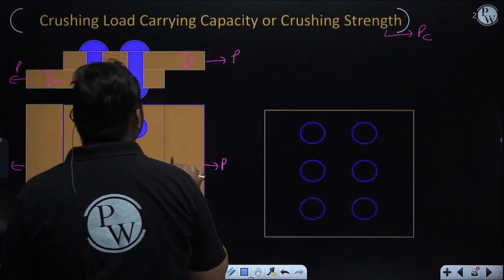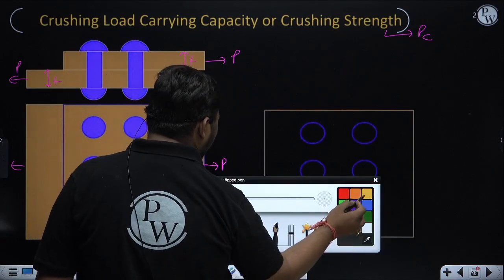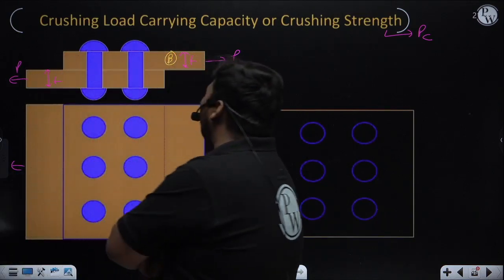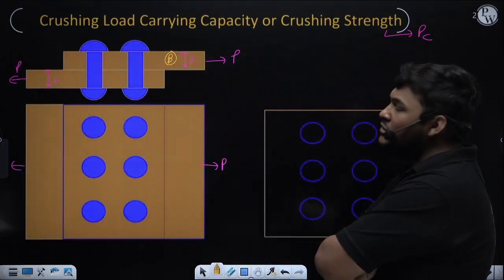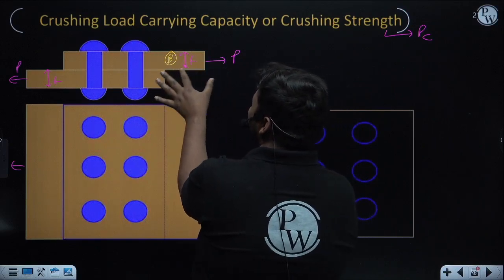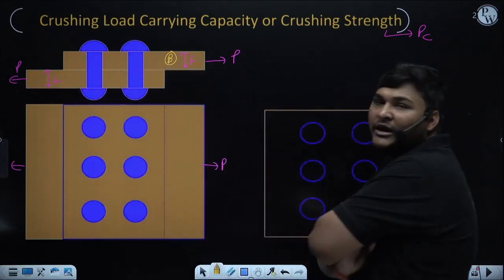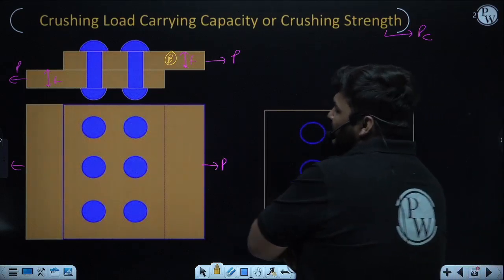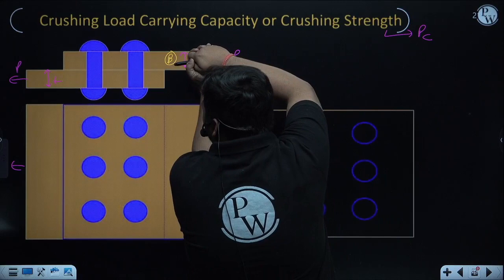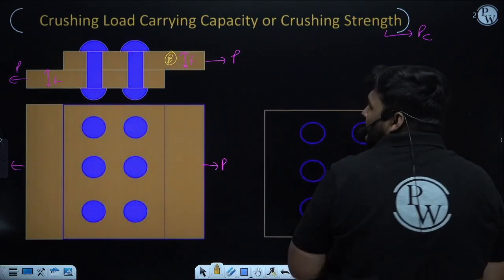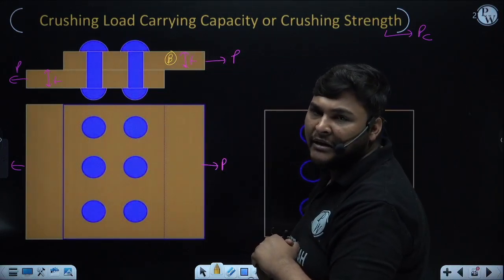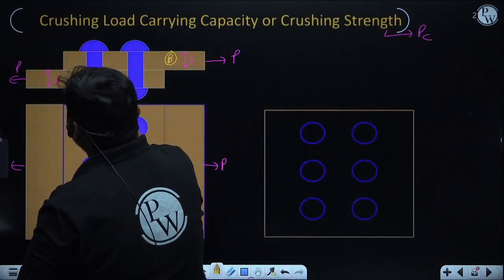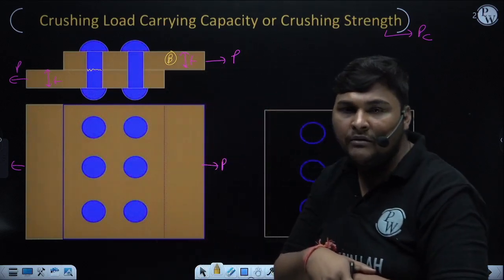Now suppose I am explaining crushing stress or crushing failure by taking plate B. So I am explaining crushing stress by taking plate B. You need not bother about plate A, focus on plate B. Now just try to imagine what will happen when I try to pull this plate B in this direction. One, it will try to fail this rivet from this plane, which I already explained. This failure is known as shearing failure.